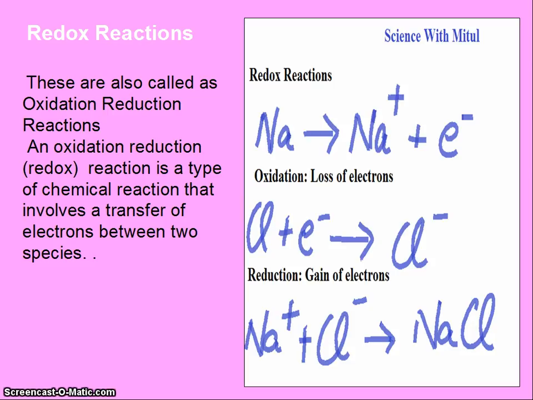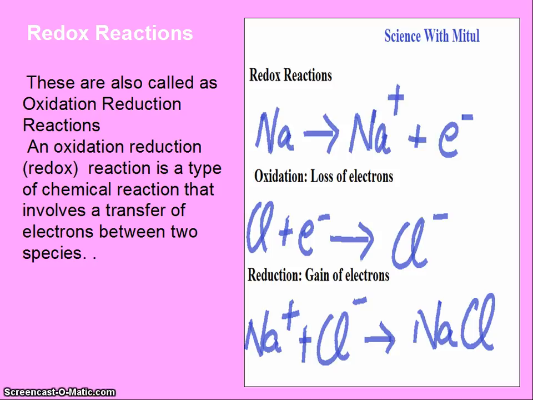Redox reactions. These are also called oxidation reduction reactions. Oxidation reduction reaction is a type of chemical reaction that involves a transfer of electrons between two species. Redox reaction has two phases. The first one is oxidation phase, which involves the loss of electrons, while the other one is reduction phase, that is the gaining of electrons.